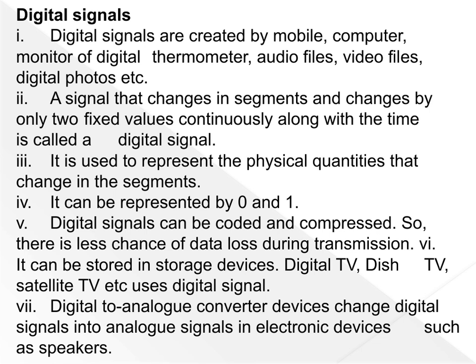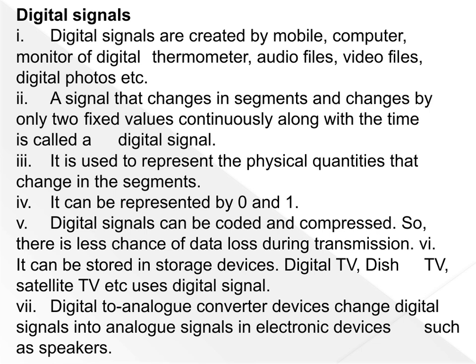Digital signals are used to represent physical quantities that change in segments, like sound, light, or temperature. By converting these physical changes into digital form, we can handle and manipulate the data more efficiently. One important point is that digital signals can be represented by just two values, 0 and 1. This binary nature is what makes digital signals so versatile and reliable.